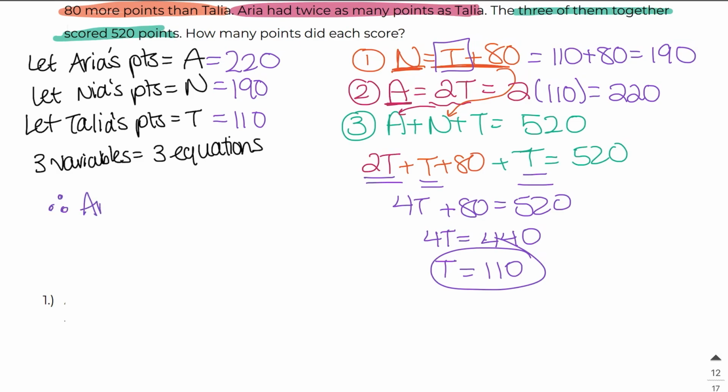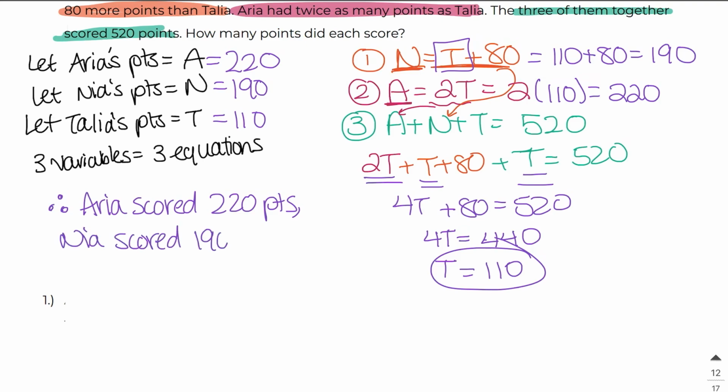So Arya scored 220 points, Nia scored 190 points, and Talia scored 110 points. And that's all I have to do for this question and this video.